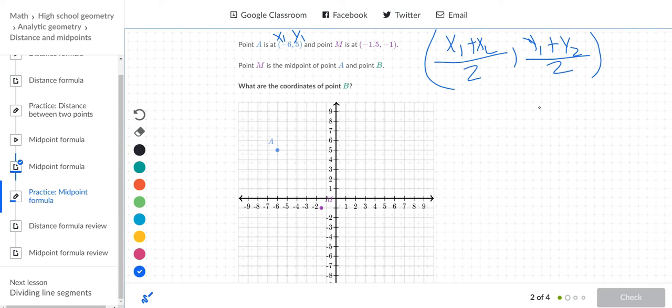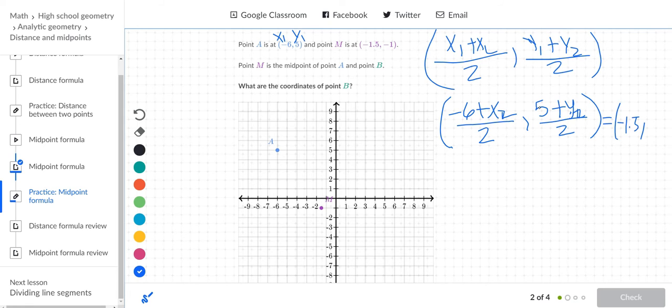So I'm just going to plug in for what I know. I know my x1, which is -6. I don't know what my x2 is. And I know my y1, which is 5. y2 divided by 2. These are 2's. And this is going to end up coming out to negative 1.5, and negative 1 as my final answer.